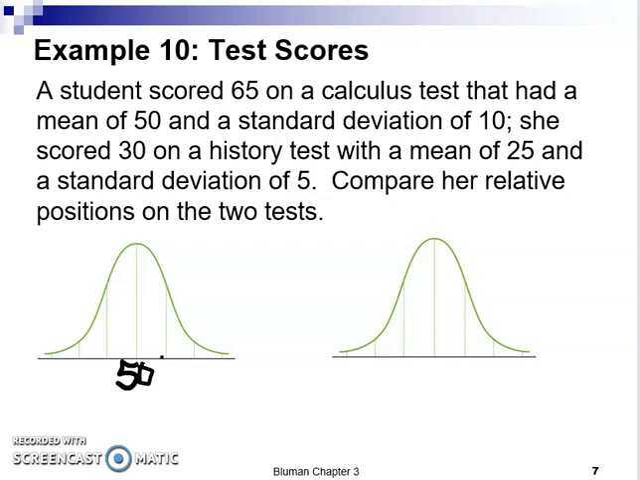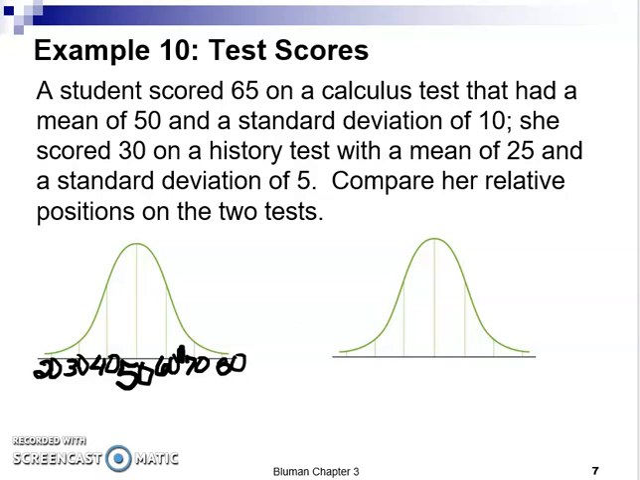So this means this measure has got to be 60. This is 70. This is 80, because we're going out 10 units, 3 standard deviations to the right. And if we go 3 to the left, this is sitting here at 40, 30, 20. So her score of 65 would be located right here. She did better than half the class. Actually, she did better than 1 standard deviation above the mean.